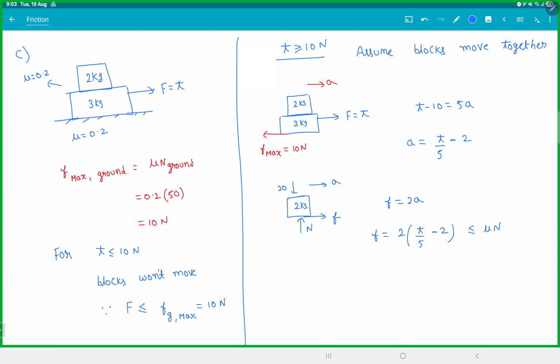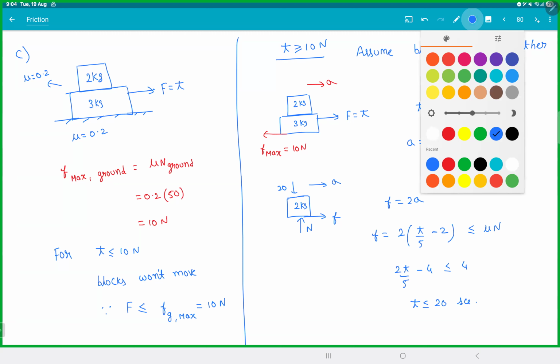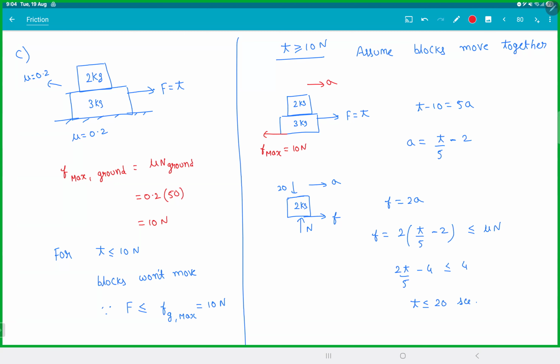Now remember, this mu and N is between the 2 kg and 3 kg block. This will be 2T by 5 minus 4 is less than or equal to 0.2 into 20, which is 4 newtons. So that will be 8, so T is less than or equal to 20 seconds. Meaning up to 20 seconds, both the blocks go together. That is the meaning of this. Friction is saying, boss, up to 20 seconds, I can give whatever value you want. This is the friction between the blocks. For the ground friction, I'm going to call it F g maximum.